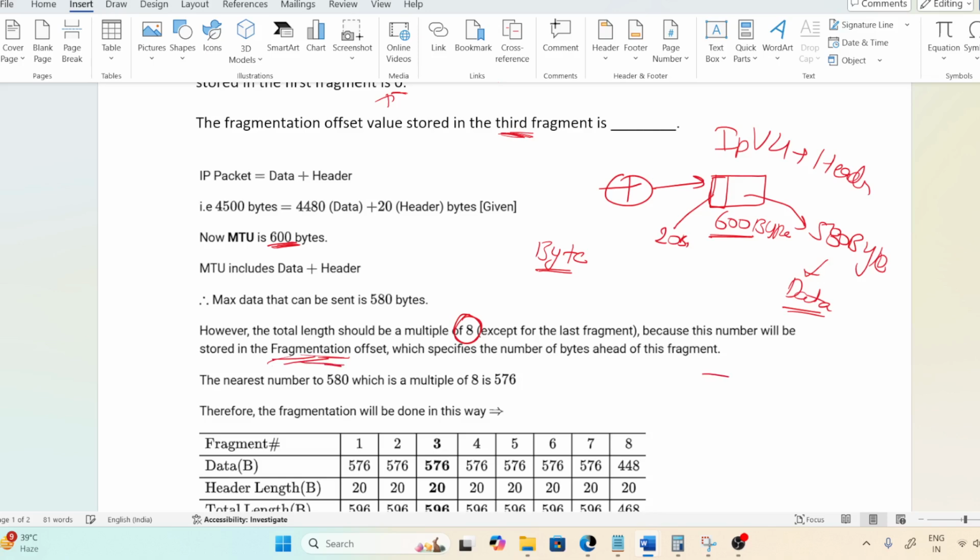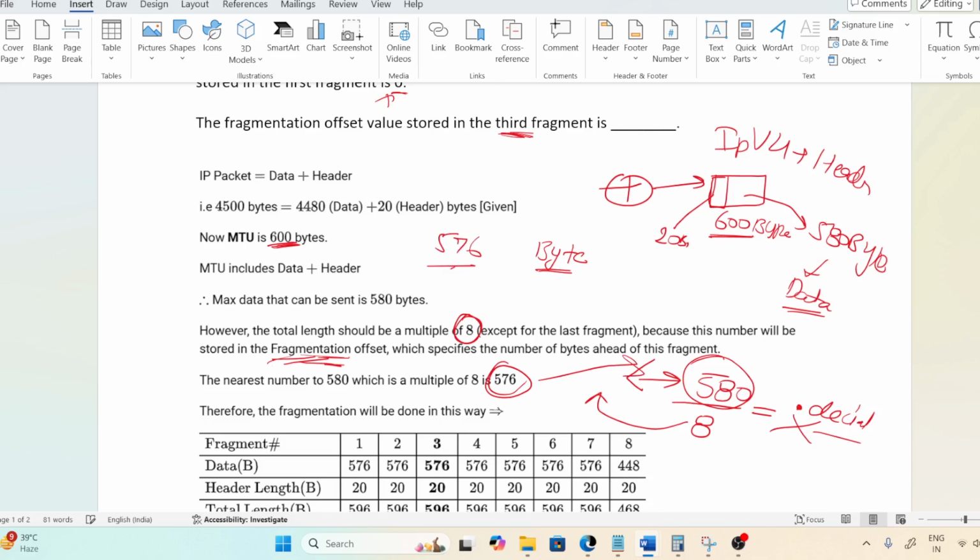So I have a packet of 580. This is my data. Now I'm going to divide it by 8. What is the number near this? I know that I am not able to divide 580 by 8 exactly; it will give me a decimal value. So I need to find a value which is near 580, but less than it, and divisible by 8. We know that 576 is the nearest value of 580 which is divisible by 8.